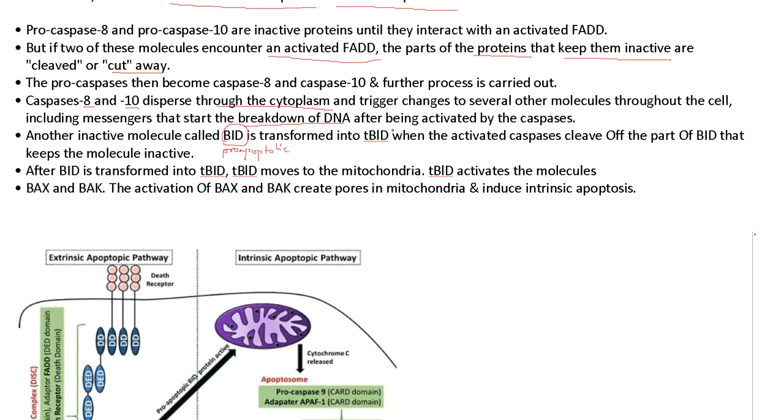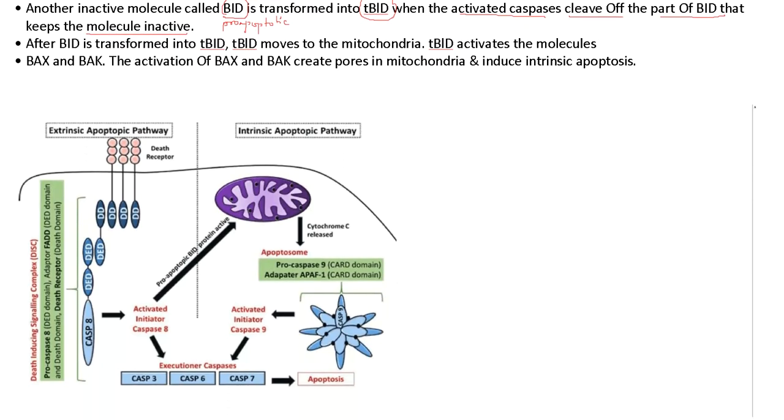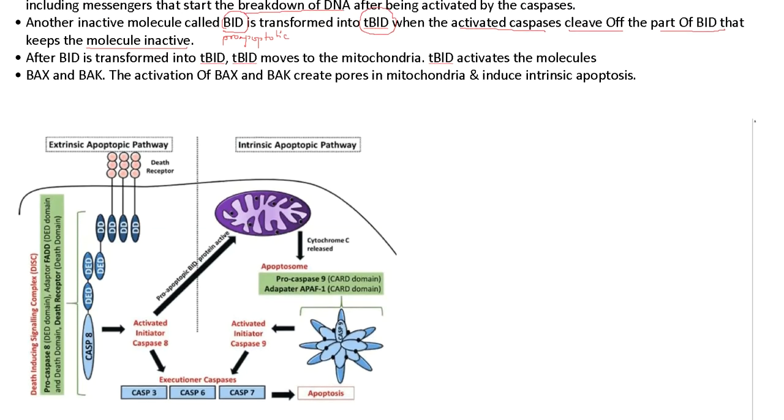It is transformed into tBID when the activated caspase cleaves off the part of the BID that keeps the molecule inactive. So when the caspase is active, it forms BID to tBID. tBID is the cleaved BID, and cleaved BID is the active one. And how is this BID cleaved? It's cleaved by activated caspase.